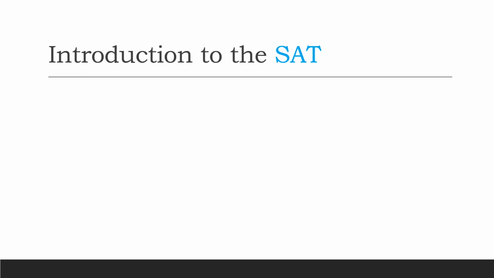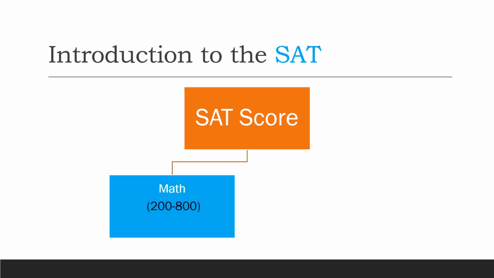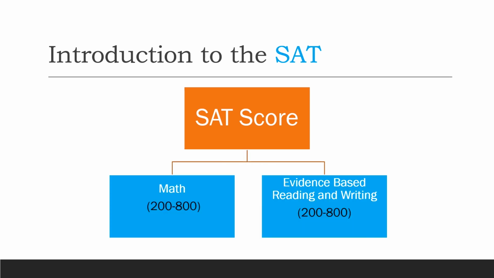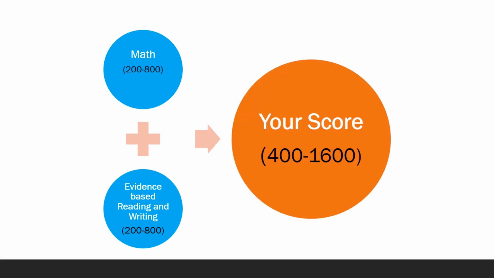The SAT is a standardized test used by American colleges for admission. Your SAT score is divided into two sections, a math section and an evidence-based reading and writing section. For each of these two sections, you can score anywhere between a 200 and an 800. The scores which you receive on these two sections are then added up to give you your final composite score, which lies between 400 and 1600.